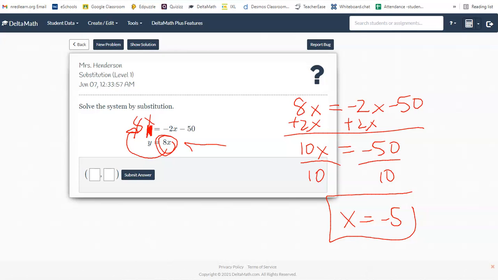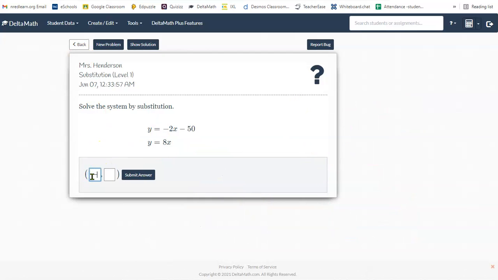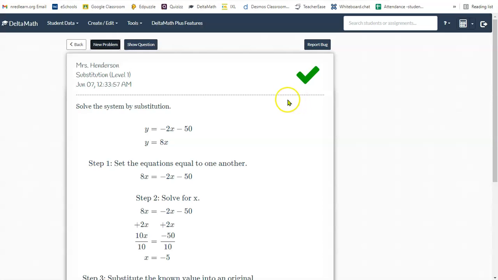I'm going to take this and replace it for the letter x. So instead of y equals 8x, I can say y equals 8 times negative 5, or y is equal to negative 40. So my answer is negative 5 in the x coordinate and negative 40 in the y. Negative 5, negative 40. And that concludes the video for how you solve the problems on homework number 2.